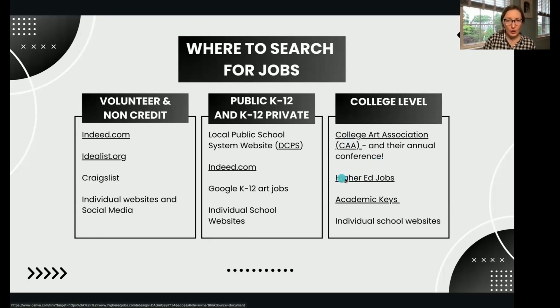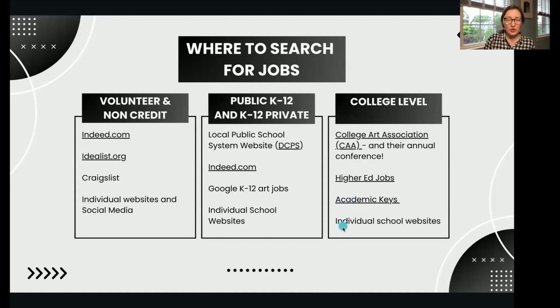There's Higher Ed Jobs, which is another sort of database like CAA. I personally don't know as much about that one, but they have a lot of good job postings on there right now. There's Academic Keys, which is comparable to Higher Ed, but the thing I like about Academic Keys is they send out a monthly email with national and international teaching jobs. So I found out about a lot of really cool jobs on Academic Keys, and I strongly encourage you to sign up for their email.